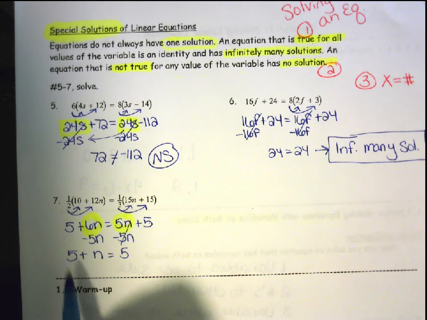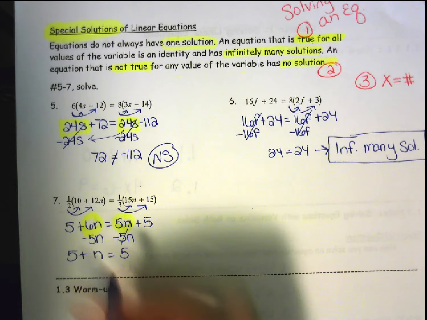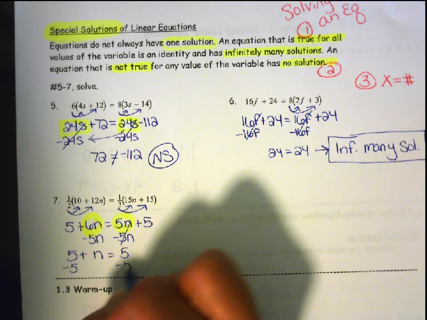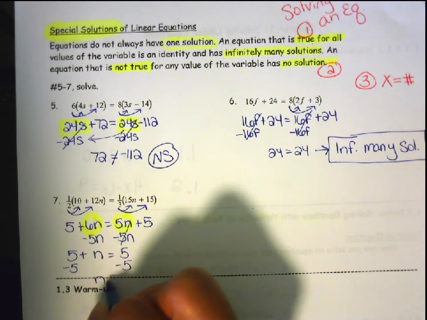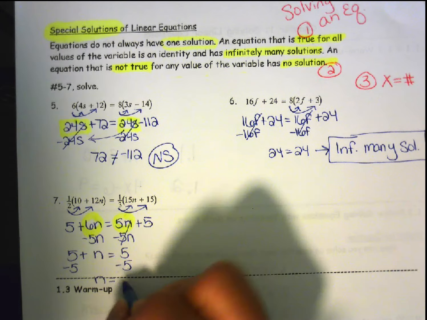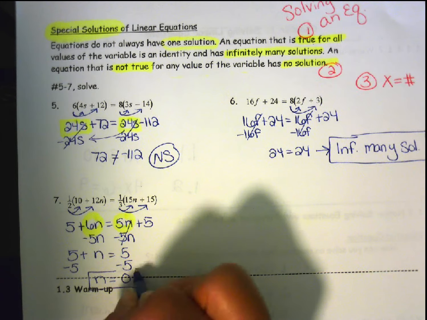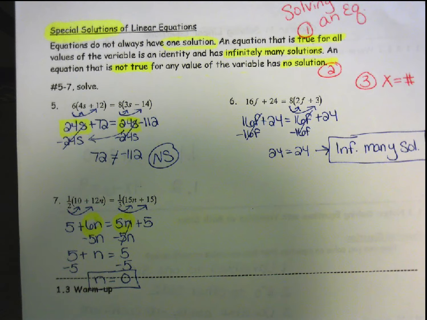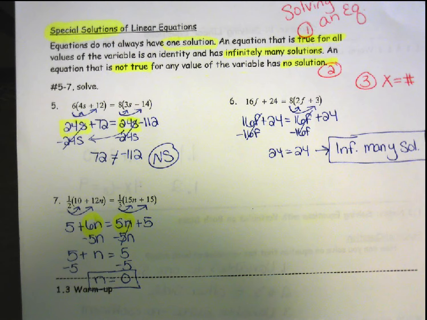And now I'm going to move this number to the other side. So we're going to subtract 5, and we're going to have n equals, and then what's 5 minus 5? 0. It's okay to have 0 as an answer. Don't think that you did something wrong. That's okay. And that concludes lesson 1.3.